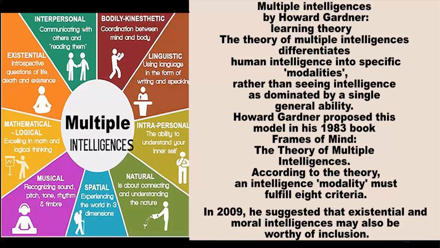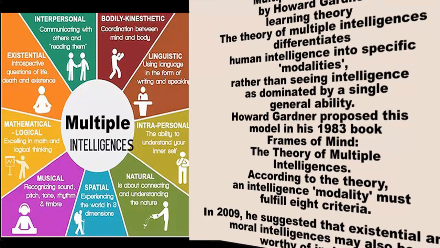According to the theory, an intelligence modality must fulfill 8 criteria. In 2009, he suggested that existential and moral intelligences may also be worthy of inclusion.